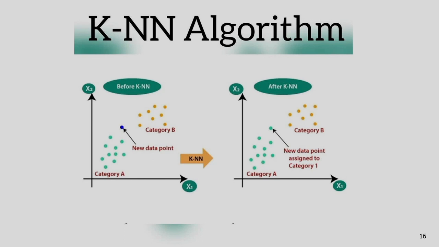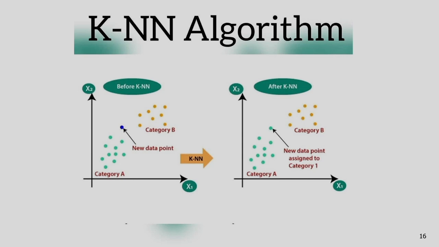In this figure, you can see we are considering a new data point, the blue color data point, and I have two classes, class A and class B. In the first figure, I am considering a new data point. After this, we have to find the distance between the new data point and the corresponding samples of the two classes. Based on the nearest neighbor distance, I can assign this new data sample to a particular class.